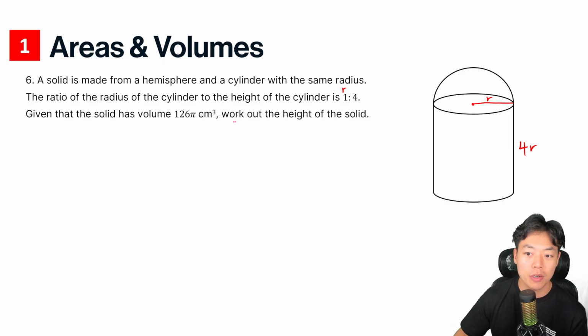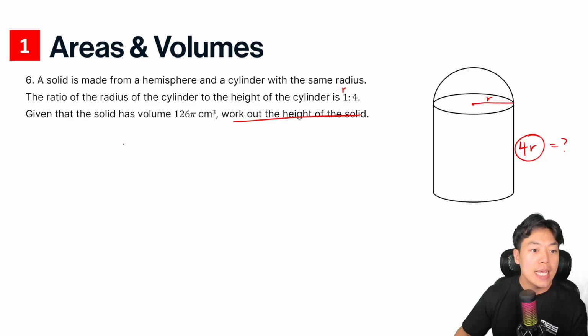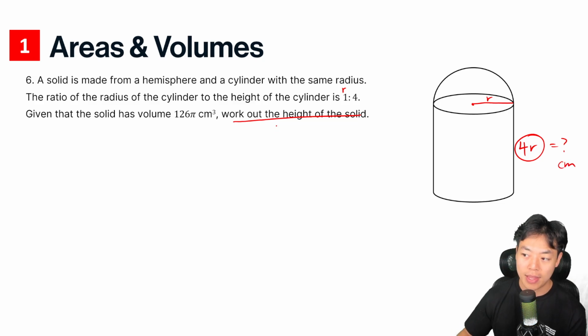We are looking for the height of the solid, so we're looking for what 4r is. Keep that in mind. We're looking for h, not just what r is. Once you find r, you still have to find what 4r is. Given that the solid has volume 126 pi centimeters cubed, we know that the height will then be in centimeters. Work out the height of the solid.